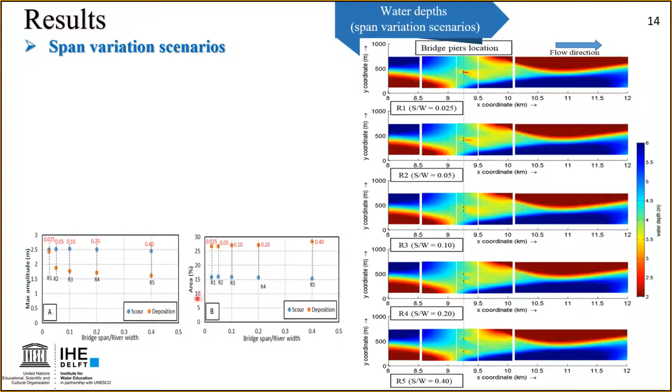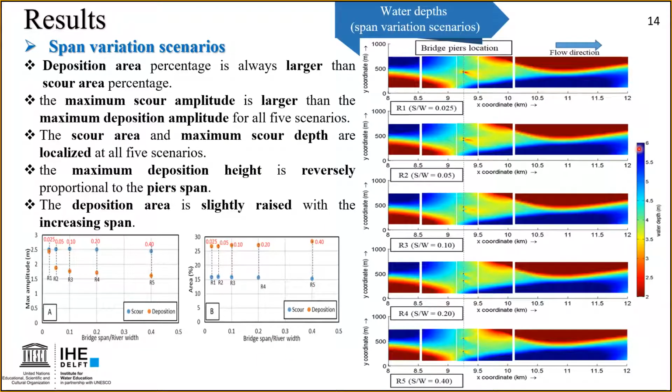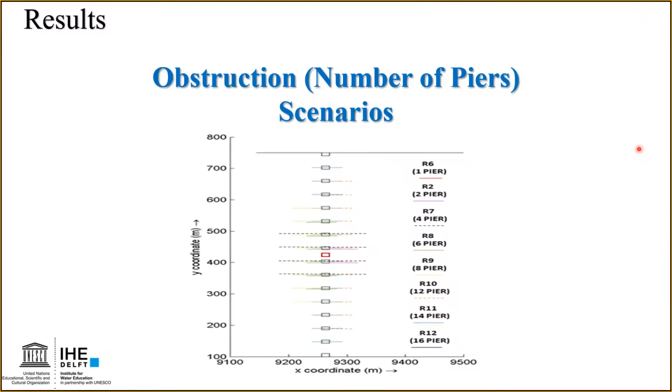But we can also see that the area of scouring is localized among all 5 scenarios, and the maximum amplitude of scouring is also localized among all 5 scenarios, while the maximum amplitude of deposition is decreasing with increasing span, and the area of deposition is increasing slightly with increasing the span between the bridge piers. And that is what we just elaborated.